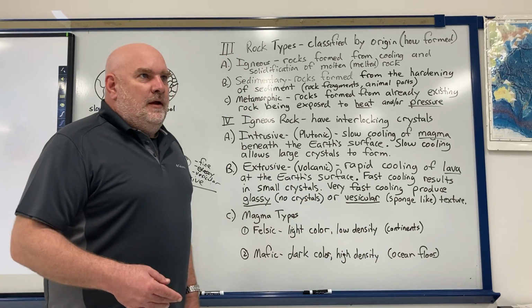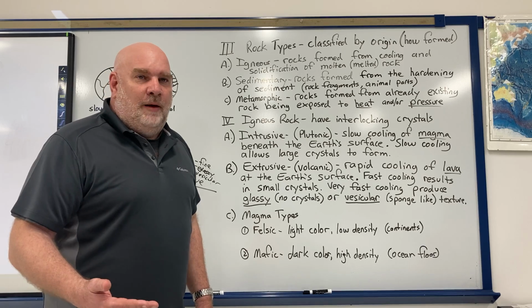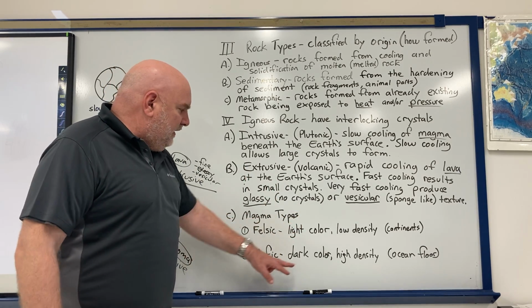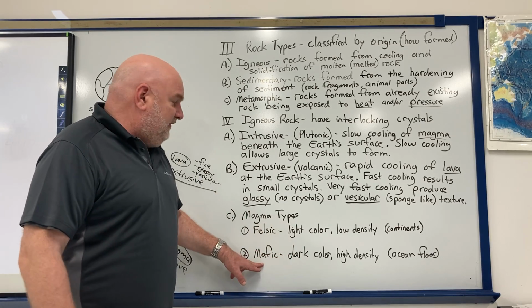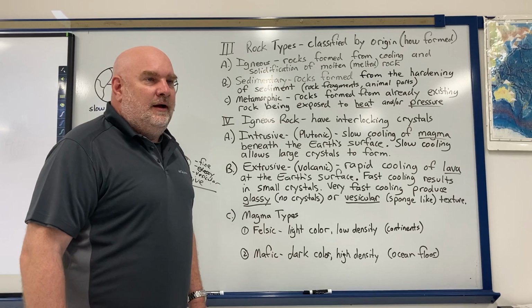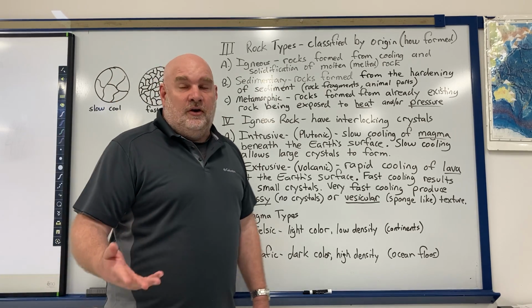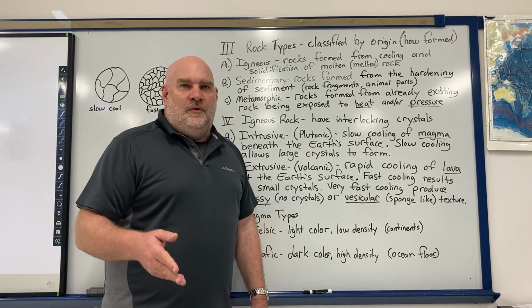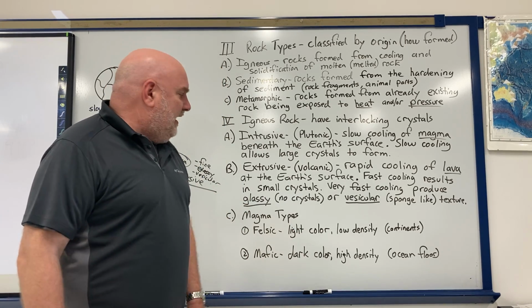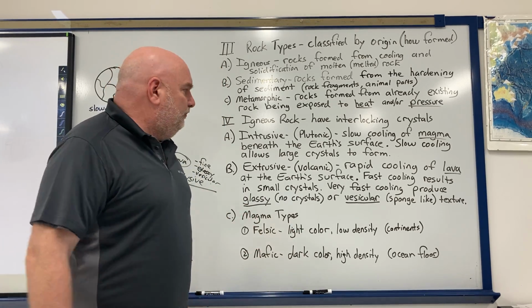So when the volcanoes in Hawaii erupt, Hawaii is in the middle of the ocean, so the rocks that come from there are very, very dark in color because that's a mafic composition. But if a volcano erupts in Washington State or Mexico, when that magma cools and hardens, it's going to give you a lighter colored rock because it's on the continents. It's a whole different set of minerals.